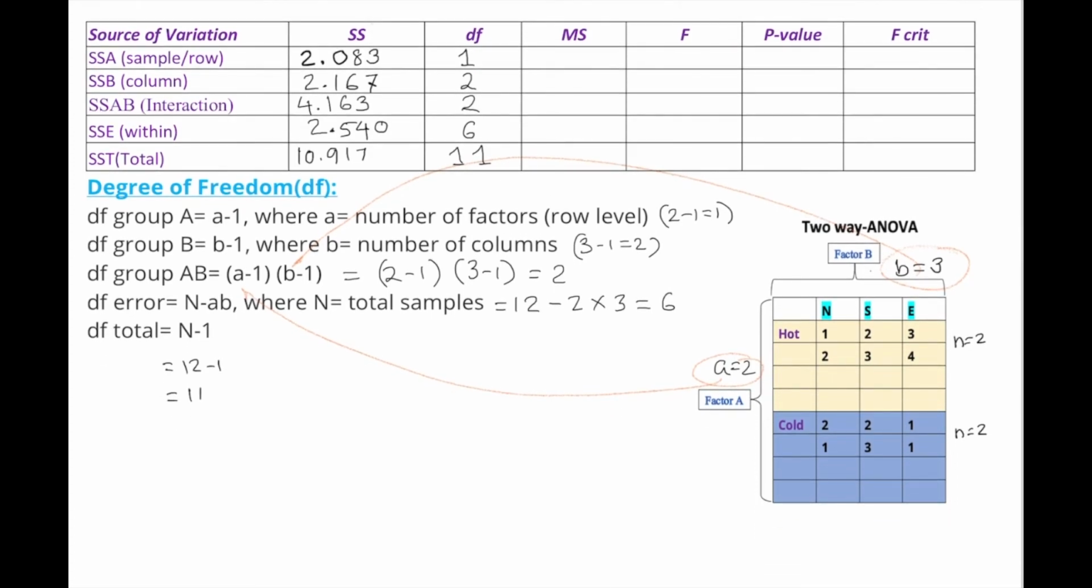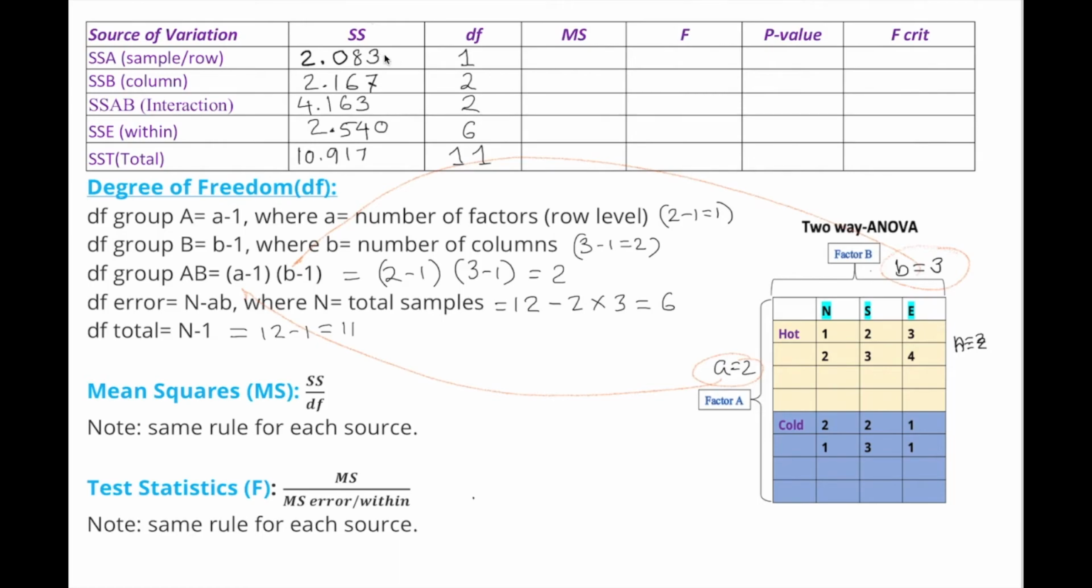Next we're going to move into the mean square. Mean square is basically the ratio between those two. So for mean square, we take the ratio of SS over degree of freedom. If you plug this in, we should get 2.083, and the next one is supposed to give us 1.083, and the following one should give us 2.083, and the following one should give us 0.417.